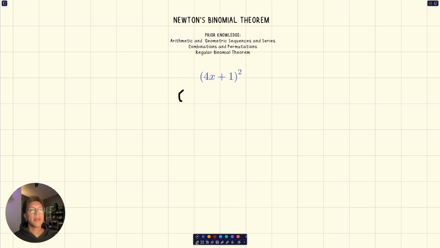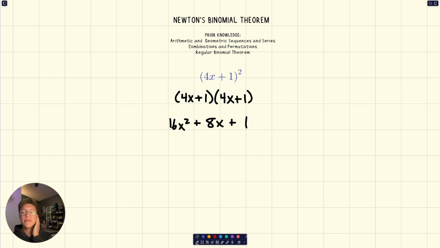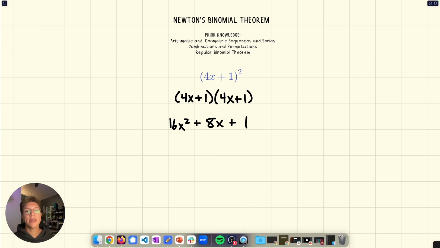We're just taking our expression, which is 4x plus 1, and we're multiplying it by itself, like that. To do that, we can FOIL out or distribute out, and we get an expression that is 16x squared plus 8x plus 1. This is an example of taking a binomial and expanding it, binomial expansion. And we take this process and we go further and further.